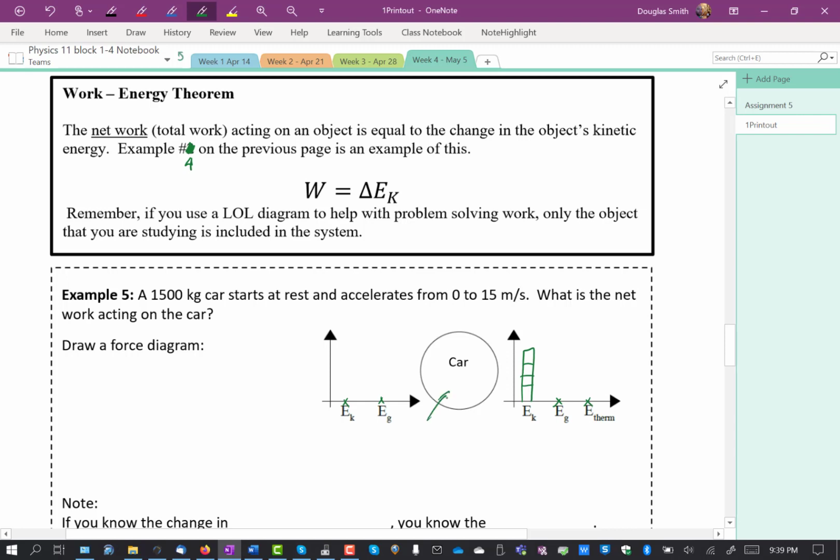Because it has to be balanced, there must be a bunch of work being transferred into the system. And we get work is equal to EK. We could call this a final and initial. We could go it's equal to EK final minus EK initial. It just so happens that the initial is 0.